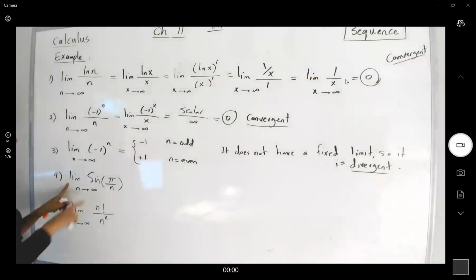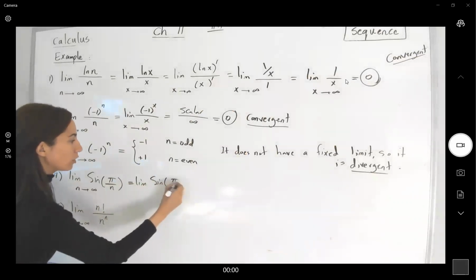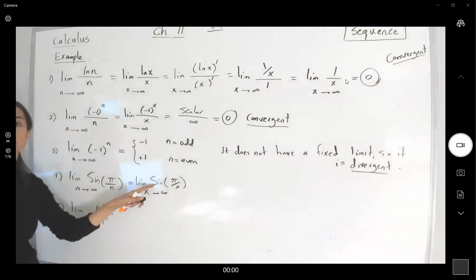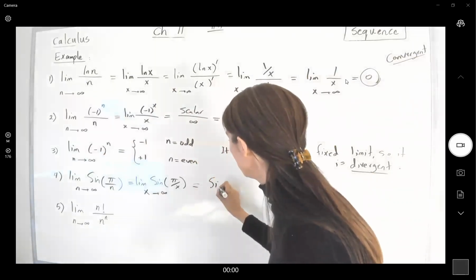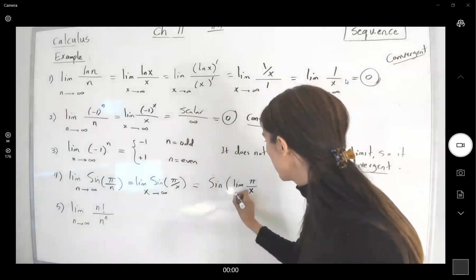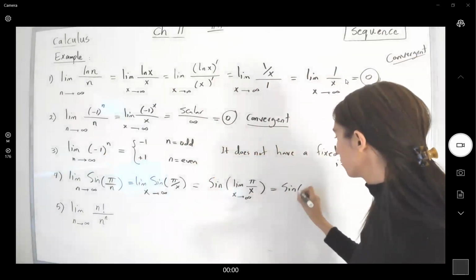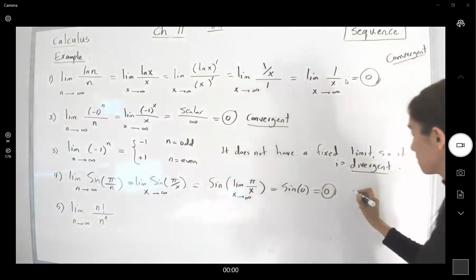Okay, limit of sine of pi over n, which is the same as the limit of sine of pi over x as x approaches infinity. Since sine is a continuous function, this is the same as finding the sine of the limit of pi over x as x approaches infinity, or sine of 0, which is 0, so it is convergent.